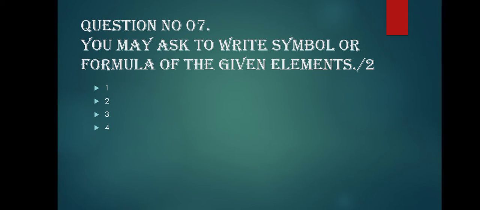Question number 7, which is of 2 marks, you may be asked to write the symbol or formula of the given element. Okay, I may ask you to write the symbol of any element, for example the symbol of oxygen or any other element, or I may ask you to write the chemical formula of any other element that is mentioned in the book. So be prepared, study well.